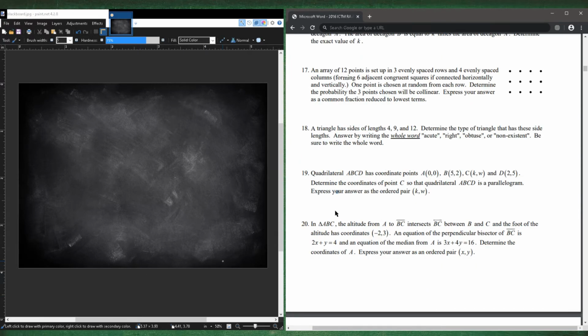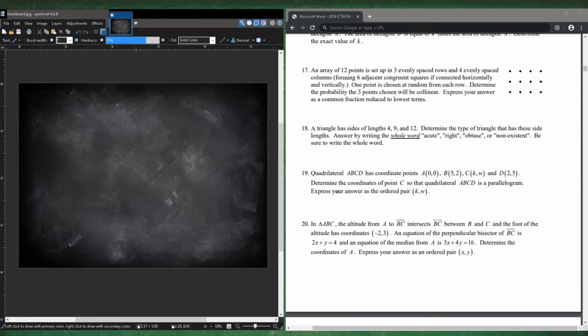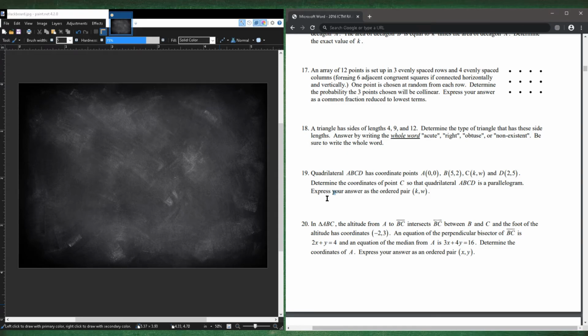Number 18. A triangle has side lengths 4, 9, and 12. Determine the type of triangle that has these side lengths. Okay. So first we gotta check if it's actually a triangle. So 4 plus 9 is 13. So 13 is greater than 12. So that is gonna be a triangle because the sum of the two smaller sides is bigger than the large side, the last side, which is the larger one.